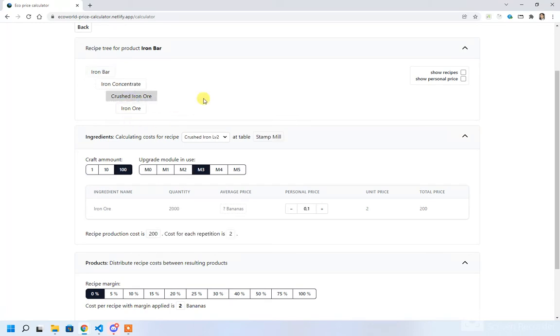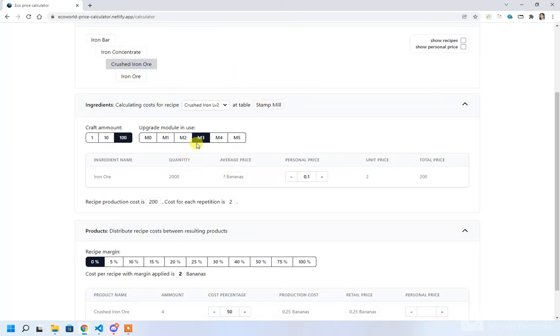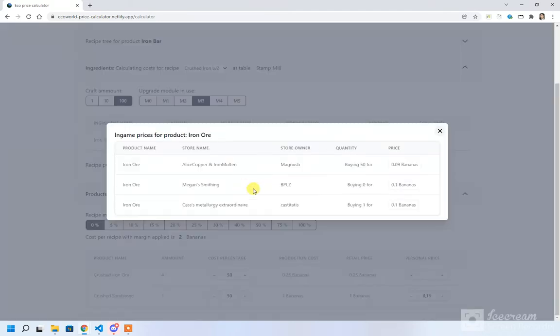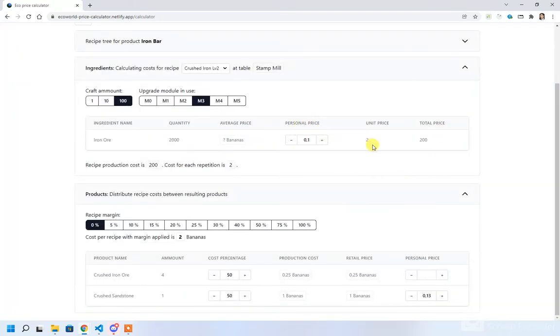Going into the crushed iron ore recipe, I'm going to use a module 3 and I'll craft batches of 100 at a time. That means that if I use the price 0.1 bananas, it will cost me 2 bananas each run of the recipe. That will give me 4 iron ore and 1 sandstone for each repetition. That's because it costs 20 iron ore times 0.1, so it will be 2.